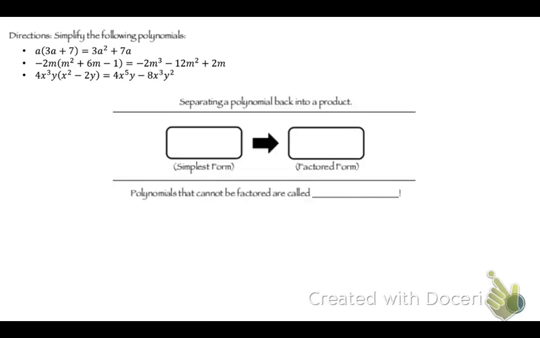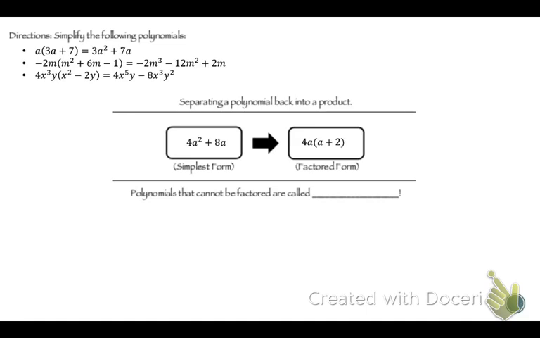So let's simplify the following. If we have a times 3a plus 7, that's 3a squared plus 7a. Good, you know that. You can multiply that, you get negative 2m cubed minus 12m squared plus 2m. You're just distributing in, right? Same thing here, so 4x cubed y times x squared minus 2y is 4x to the fifth y minus 8x cubed y squared.